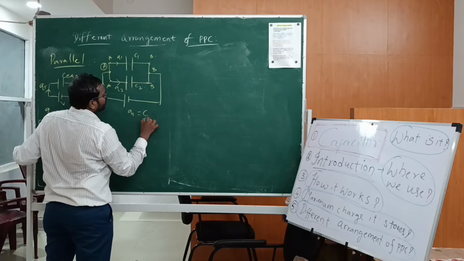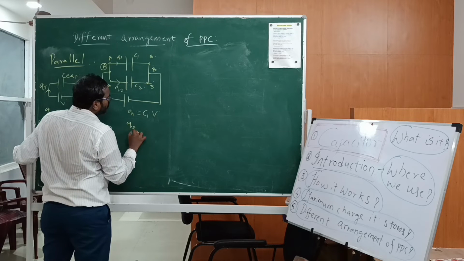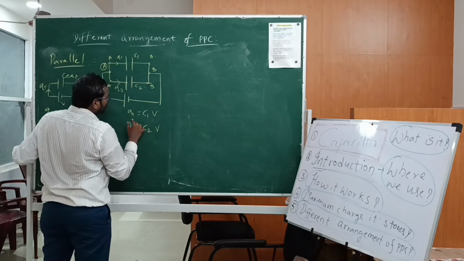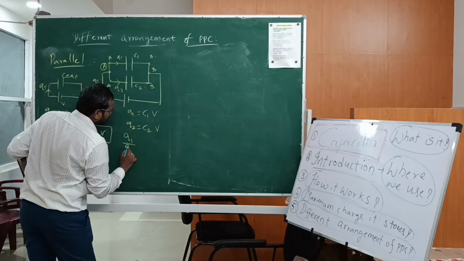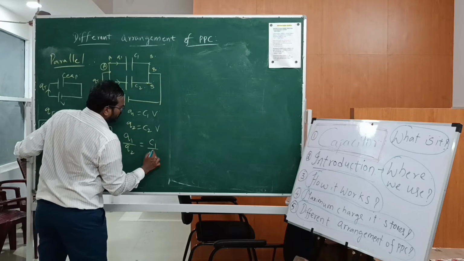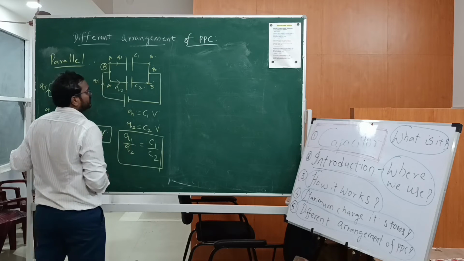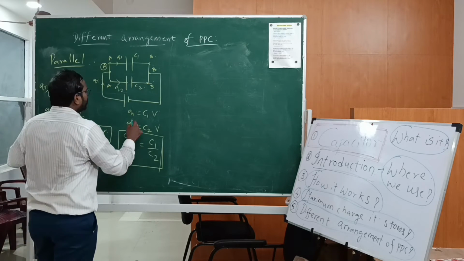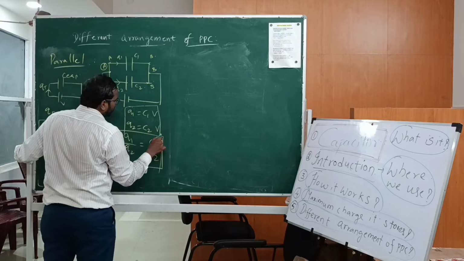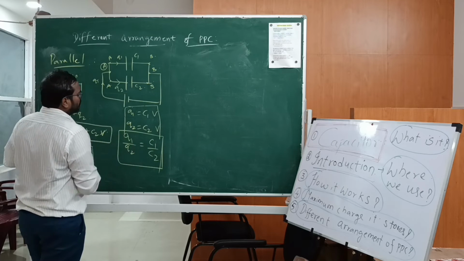Q1 is C1 into V. Q2 here is C2 into V. So what is going to be the ratio of the charges stored when it is in parallel connection? It is directly proportional to the capacitance of the capacitor. So Q1 by Q2 is going to be C1 by C2, directly proportional to this.